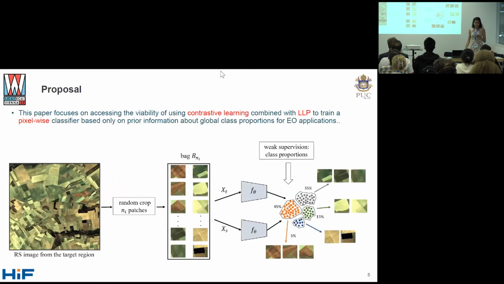Now looking at the remote sensing application, or earth observation application, this is how we adapt this method to our application. Basically, we have a large-scale input image. Then we crop small patches or tiles. And we want to assign each one of these tiles to one of the clusters according to the constraint imposed by the proportions of the clusters.